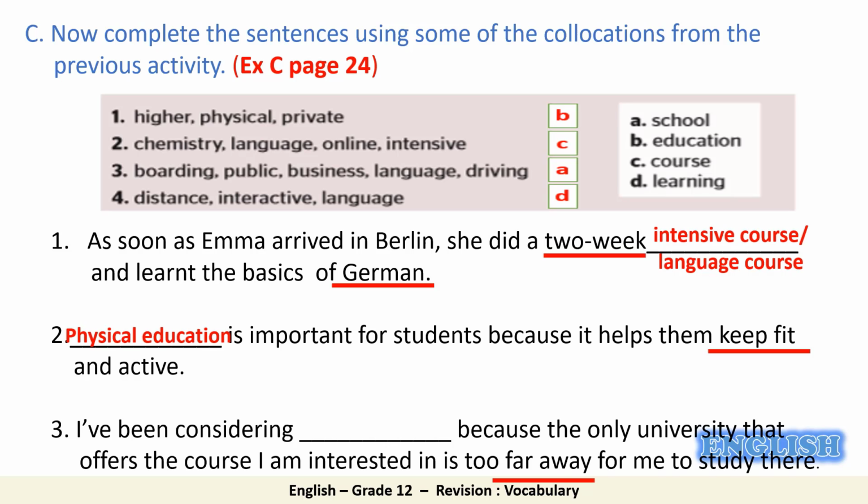The keyword in this sentence is far away. So this person needs to study online. That's why he has been considering distance learning. Excellent. Because the university is very far.